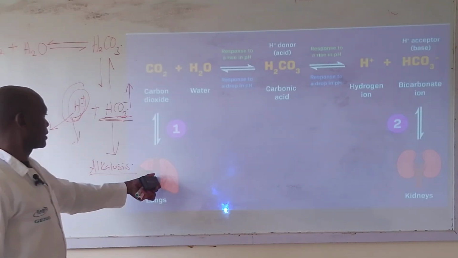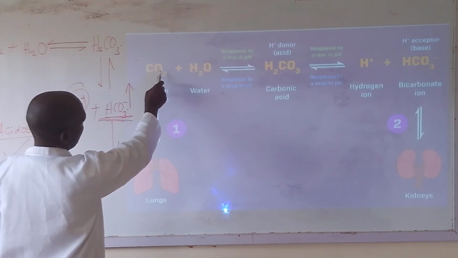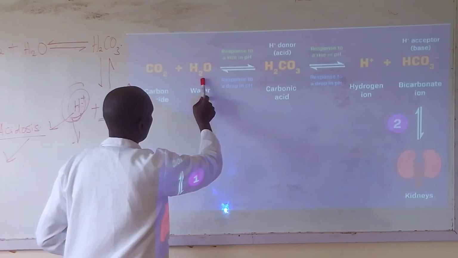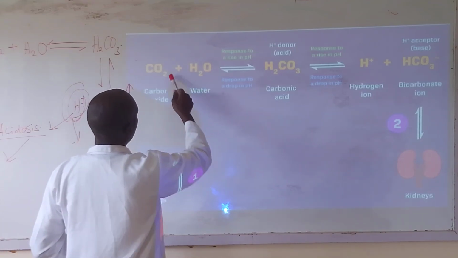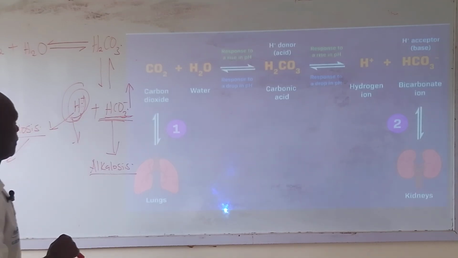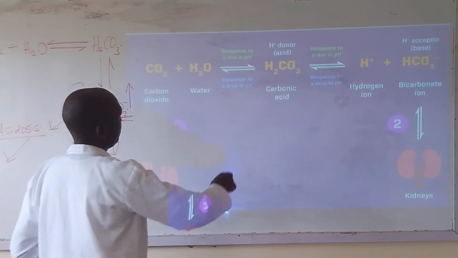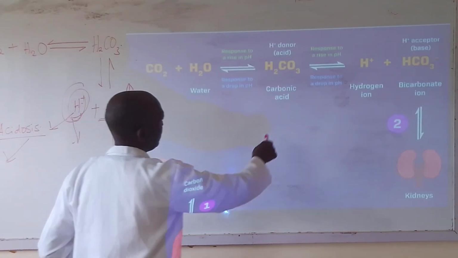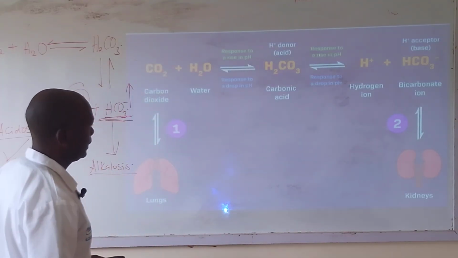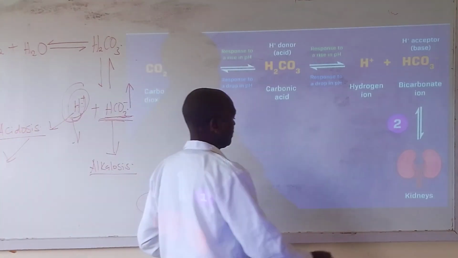So here are the lungs. In the lungs, this is CO2. When CO2 is added to water, that is in the lungs now. When there is CO2 in the circulation, it will mix with water, and it will give you the carbonic acid. The carbonic acid will give you these hydrogen ions and bicarbonate ions. And you can see we have two organs here. We have the lungs here, and we have the kidneys here.